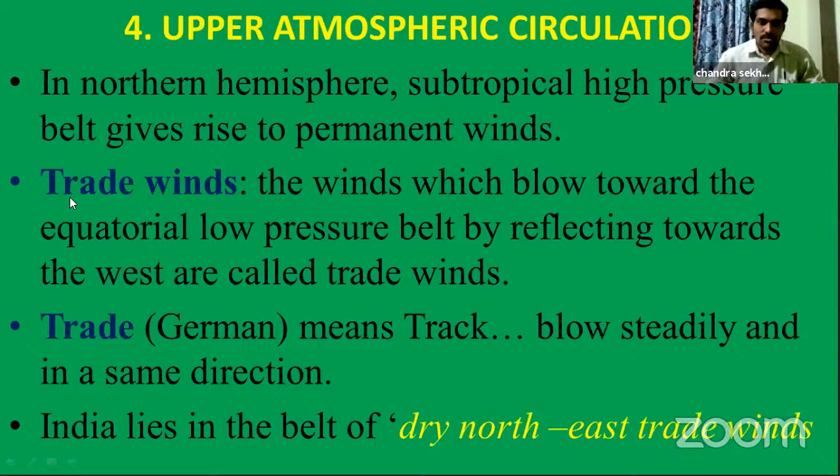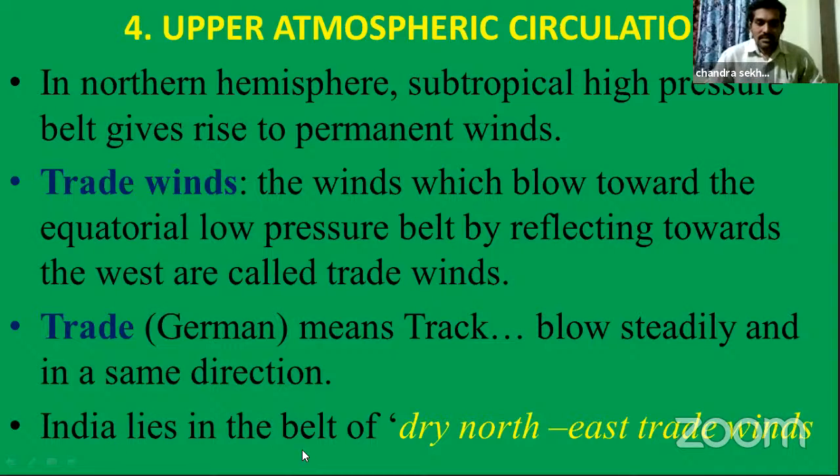These winds are very helpful, and they are permanent winds, blowing throughout 365 days from the subtropical high pressure belt towards the equatorial low pressure belt. With the help of these permanent winds, traders used them for their trading purposes. That's why they named these winds trade winds. The meaning of trade in German is track, which also means to blow steadily in the same direction. So these winds blow steadily and in the same direction all the year.